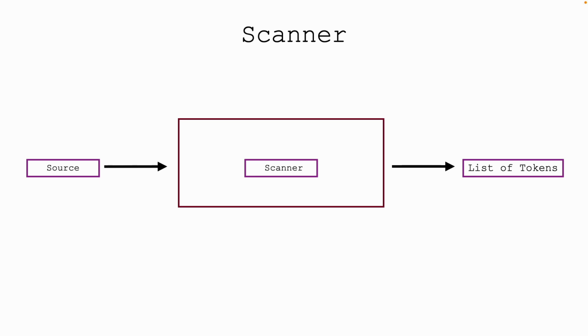So let's work on our scanner. We remember from the last video that we will get some source into the scanner, or accept the source into the scanner. And then inside the scanner, we will generate the list of tokens which will be outputted.